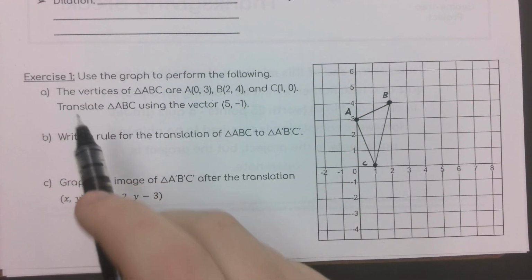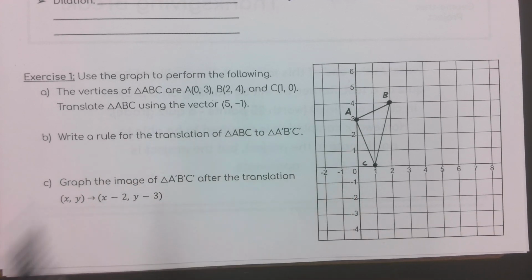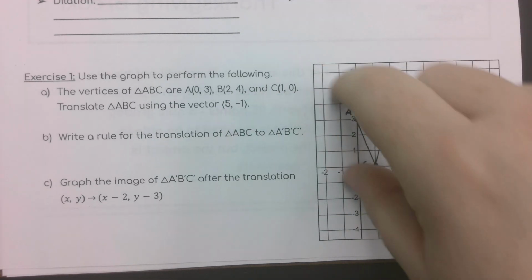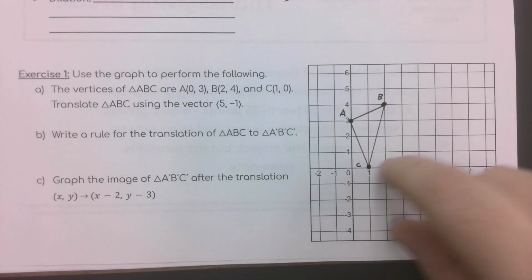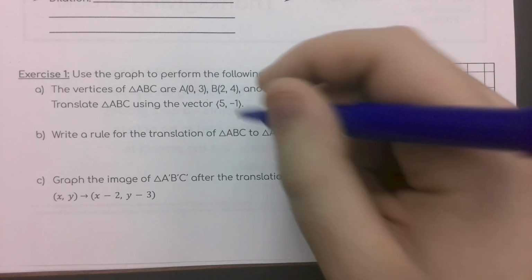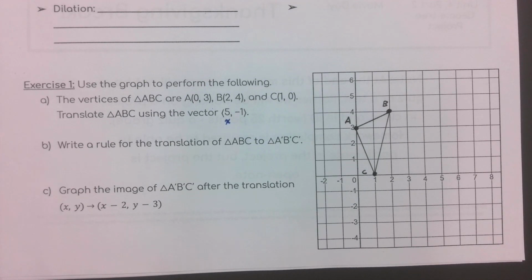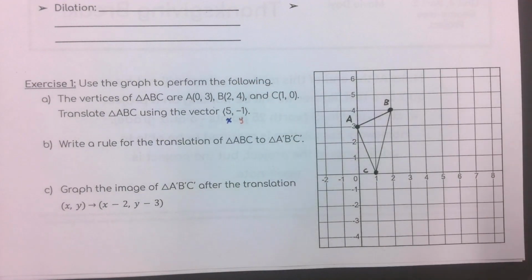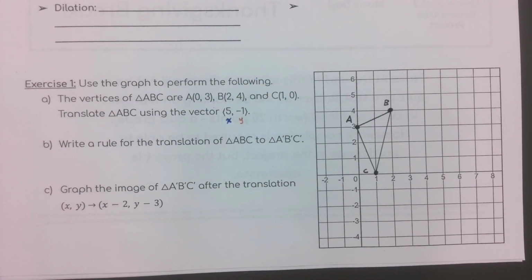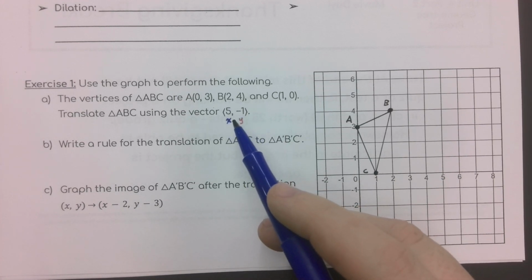The next part tells us to translate ABC using the vector 5, -1. Again, translate means to slide this shape around. So we're going to be moving this shape somewhere else on this graph. The vector, in component form, tells us how to slide it around. Remember that in any pair of points, we'll usually refer to the first number as x and the second number as y. So this is telling us to move 5 units to the right and 1 unit down.